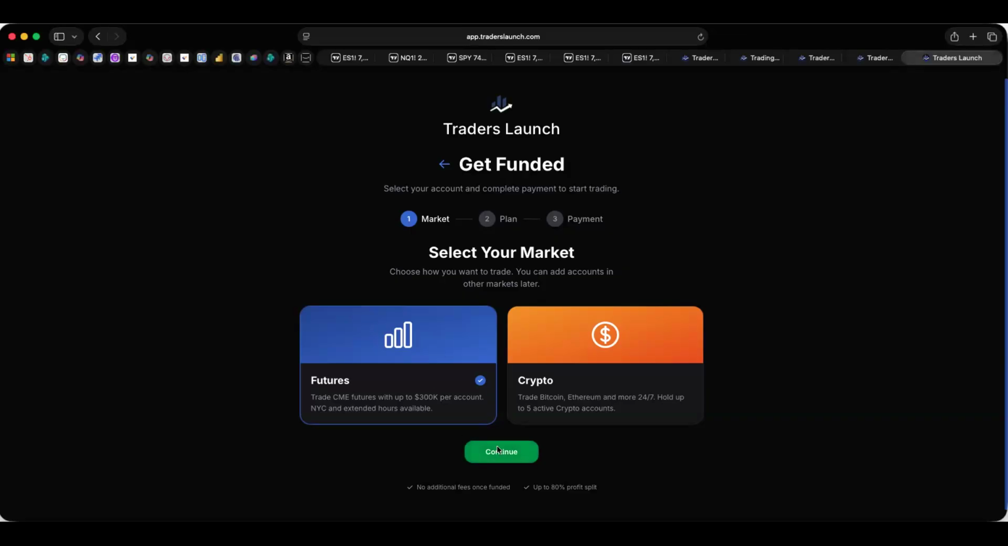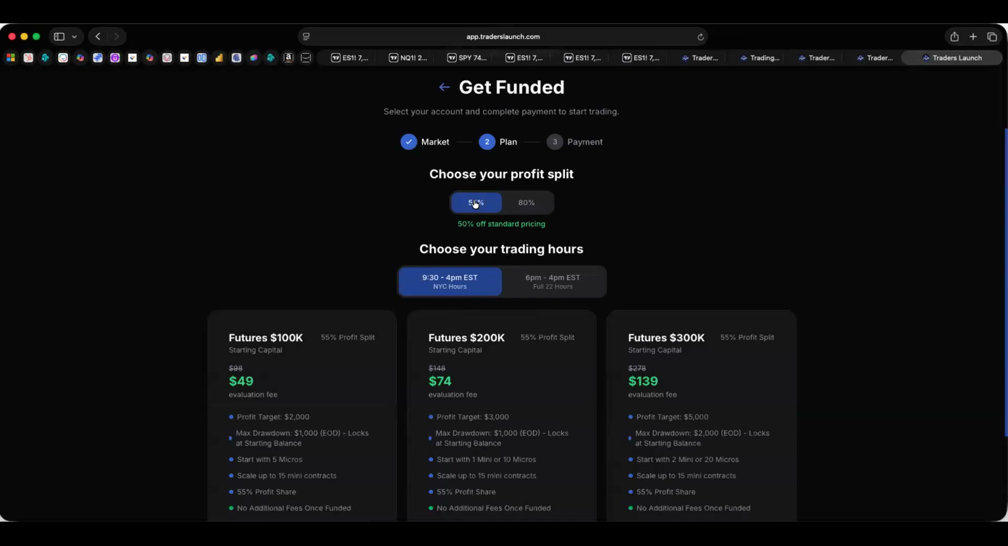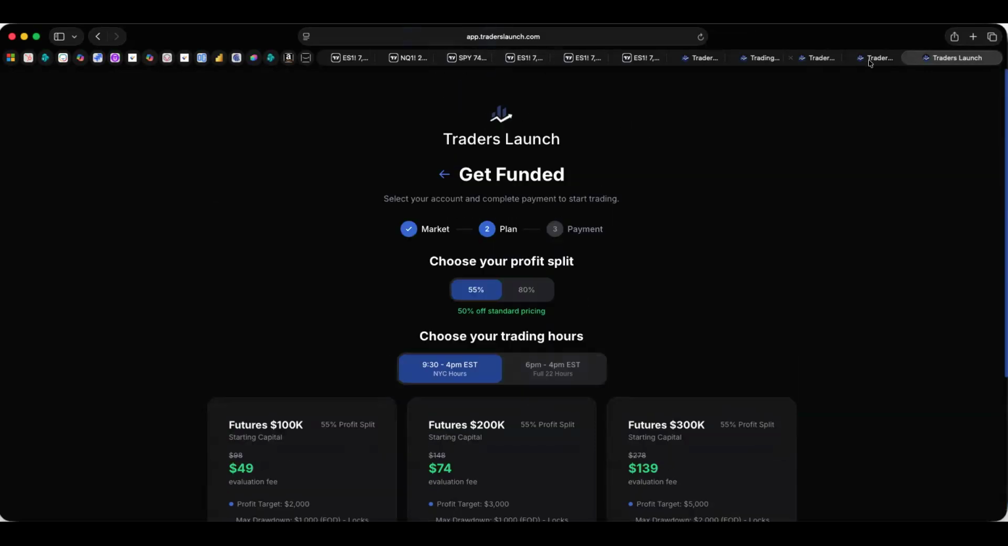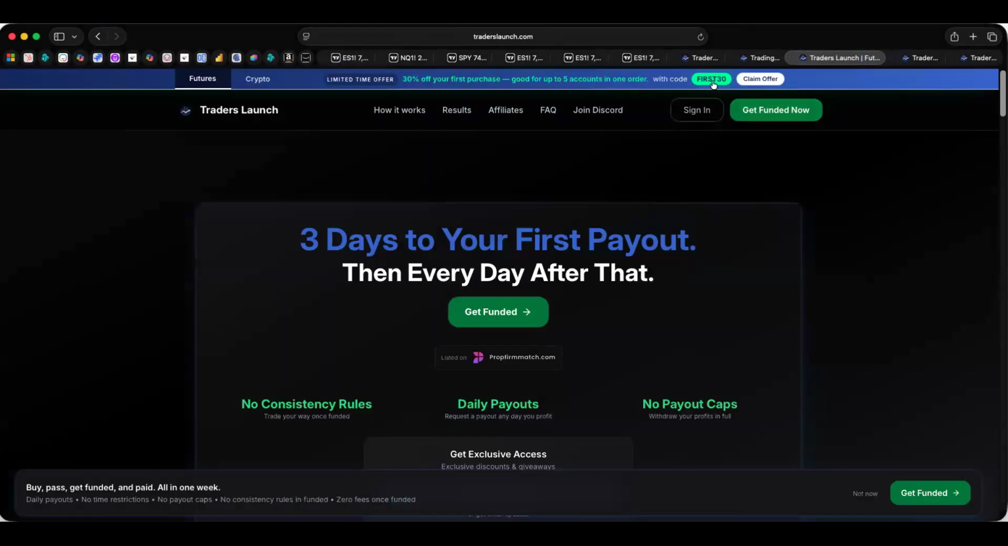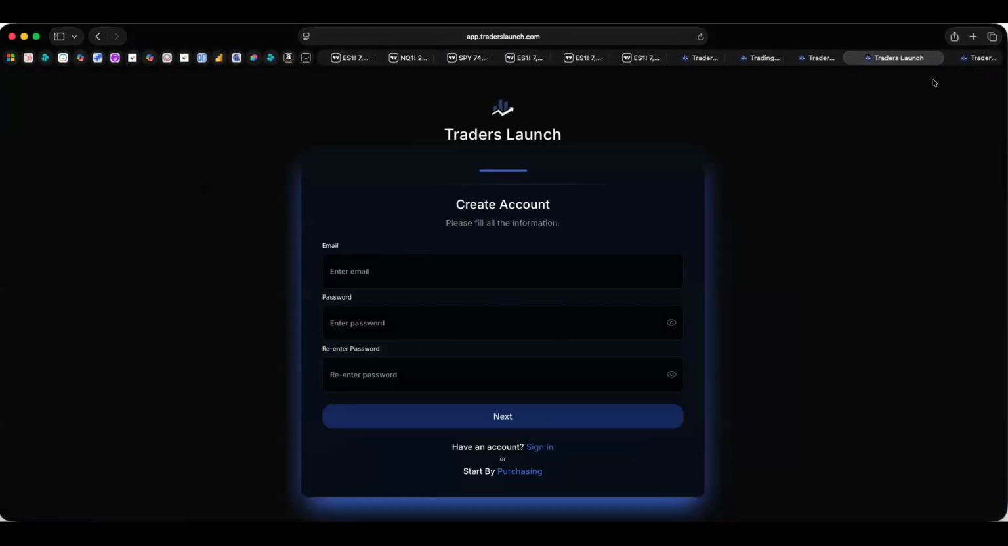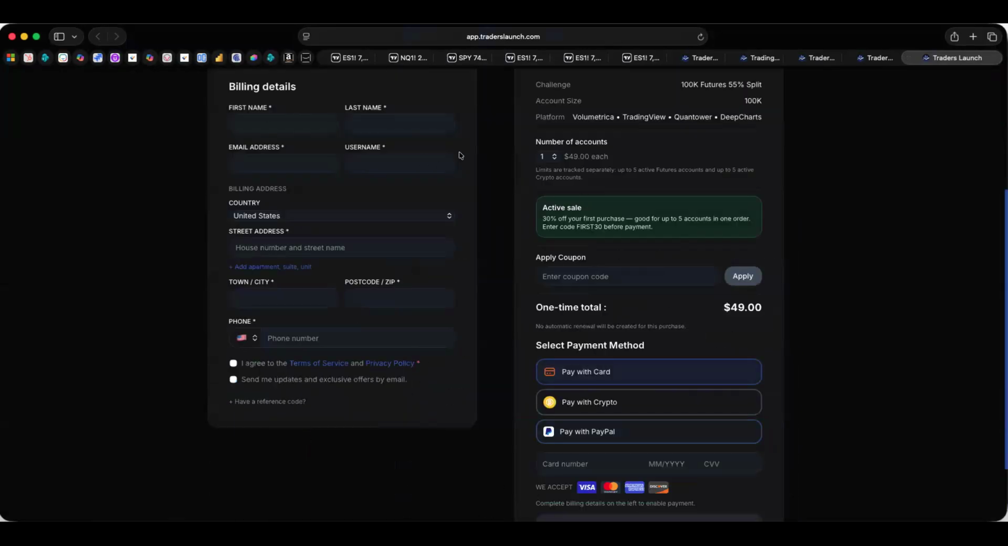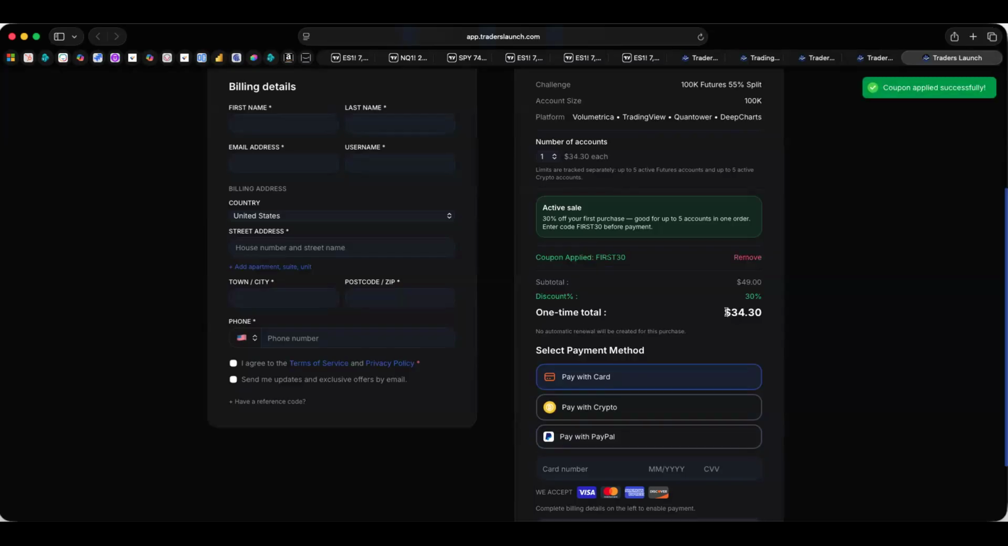And then continue. Then you choose your plan, 55%, select that. And then here, you've got this discount, first 30. So if you add it here, get funded, fill the details, and apply the code here, it brings the price down to 34.30.